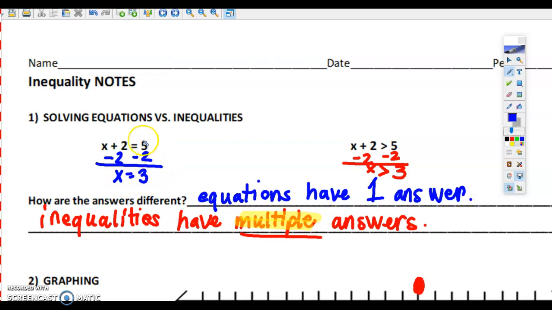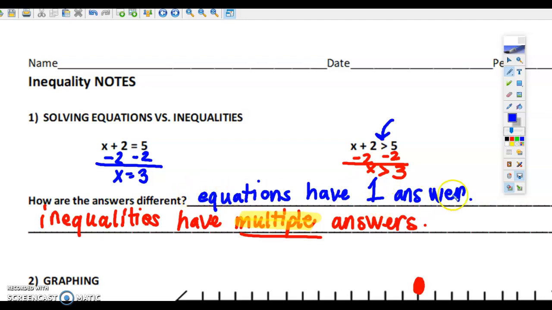Today we're going to talk about solving and graphing inequalities, which are a lot like equations, but there's a few differences. So let's look at this first equation with the equal sign. If we subtract 2 on both sides, x equals 3. Okay, and then here's an inequality. Notice that there is no equal sign. There's a greater than sign, which makes it an inequality. When we subtract 2, x is now greater than 3. It's not equal to 3, it's greater than 3.